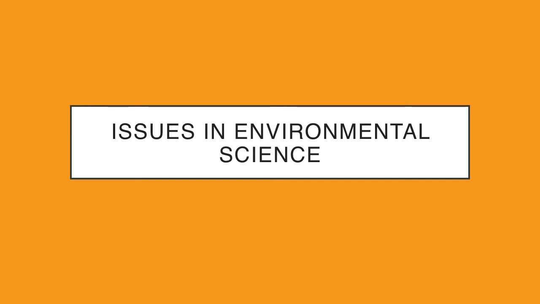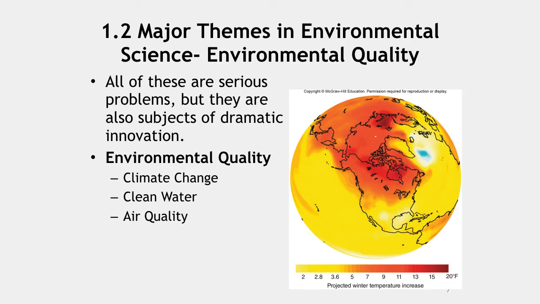Now let's take a look at some of the big issues that we face here on planet Earth. A major group of issues falls under the category of environmental quality. These are all serious issues, however, but with the right combination of technical and sociological innovations, solutions may be found. Environmental quality issues include the problem of climate change. Because you can see in this slide, it will be very problematic in the extreme parts of the northern hemisphere, as well as issues such as clean water and air quality. These issues will directly affect human health as well as the environment.